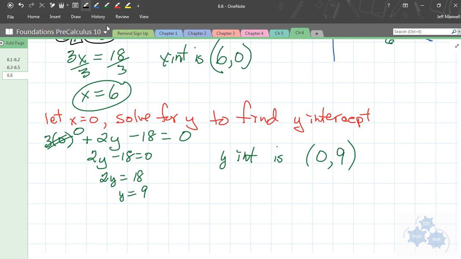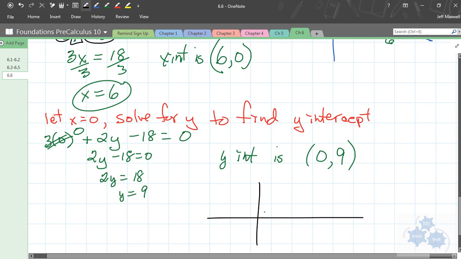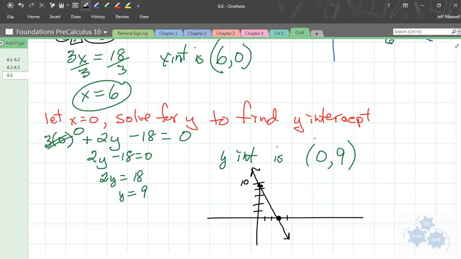Okay, this is how you do it. You just draw your x and y axes. 2, 4, 6, 8, 10. So we have (0, 9) as one point that we know of for sure, and then 2, 4, 6, 8, so (6, 0) is our other point, and voila! You connect the 2 points with a nice straight line, unlike mine, and there's your line. There's your graph. So you simply plot the x-intercept and the y-intercept, connect them, you're done.